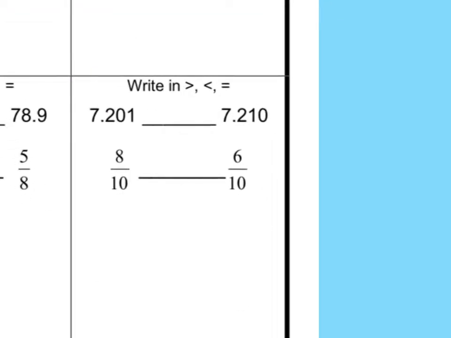Here are some inequalities. The first one is going to be, this one is greater because that's 7.210. So that's 210. On this side, that's only 201 thousandths. And of course, 8 tenths is greater than 6 tenths.